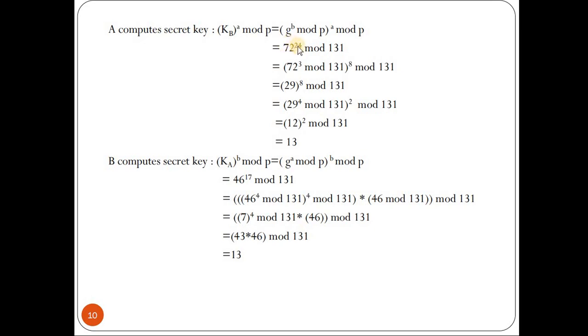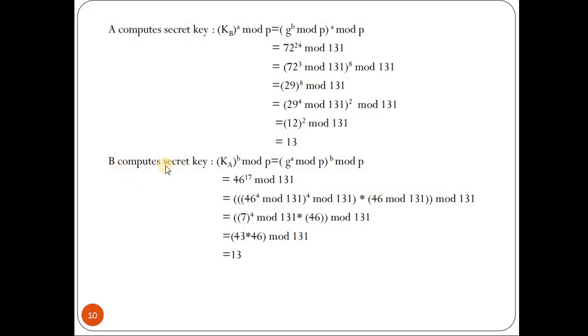Okay, to the power 24 mod 131. So we'll split it as 72 to the power 3 mod 131 whole to the power 8 mod 131. So 72 cube mod 131 is 29. 29 to the power 8 mod 131, again it can be split as 29 to the power 4 mod 131 whole square mod 131. So its value is 12. 12 square mod 131 is equal to 13. Now this is the shared secret key that is computed by A.